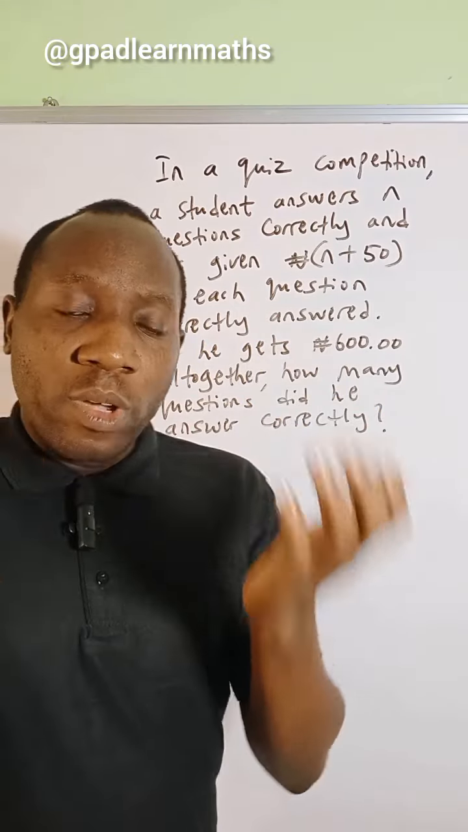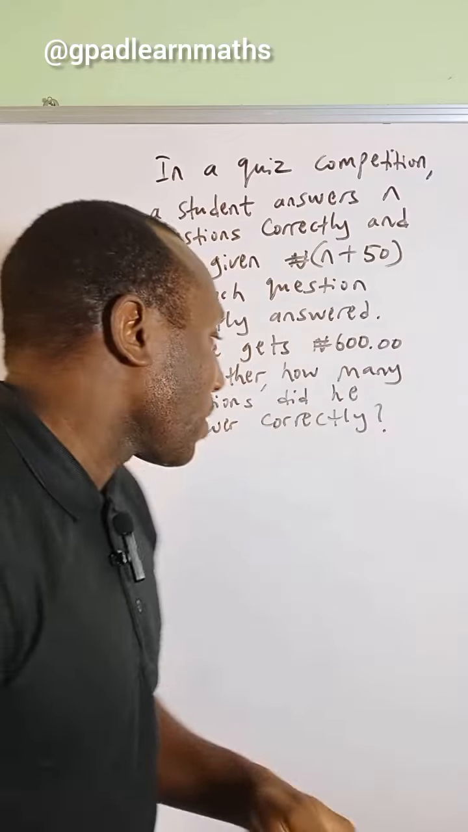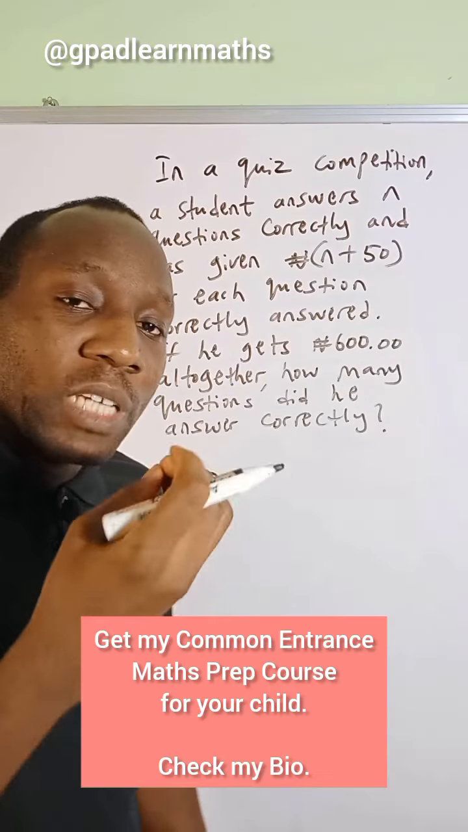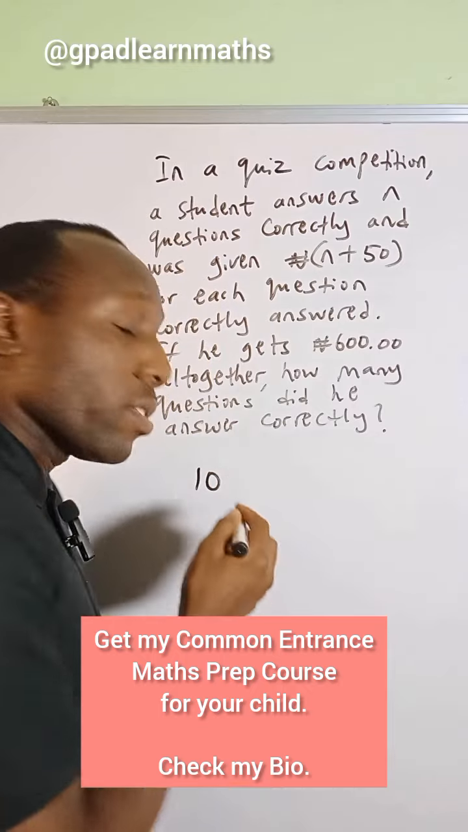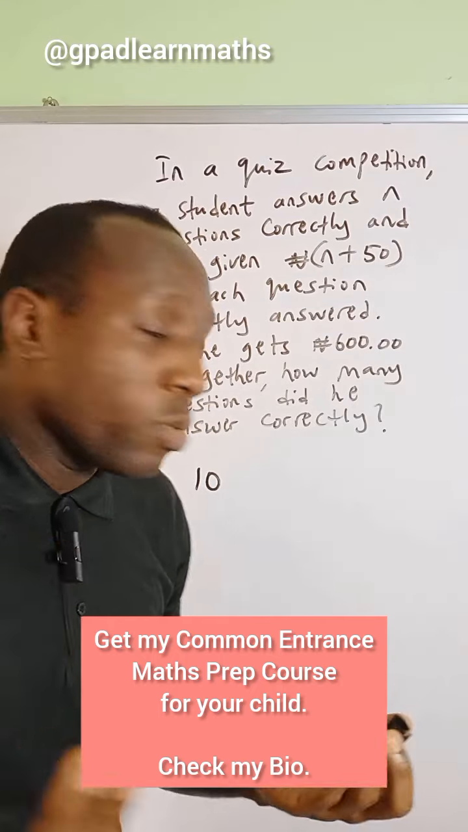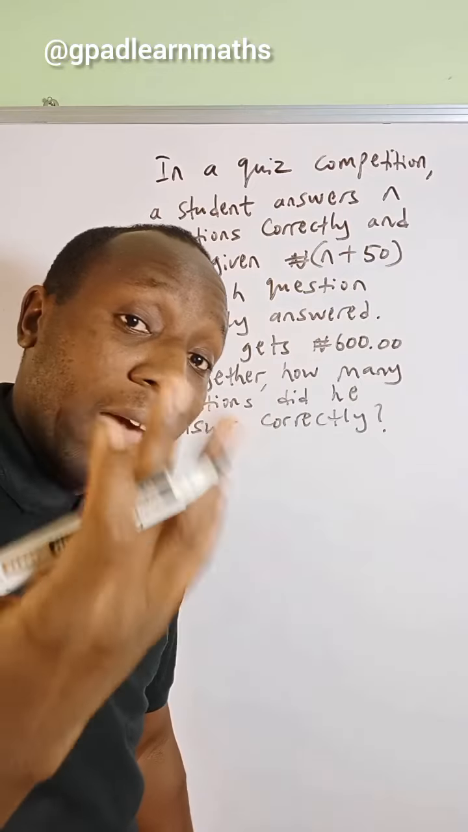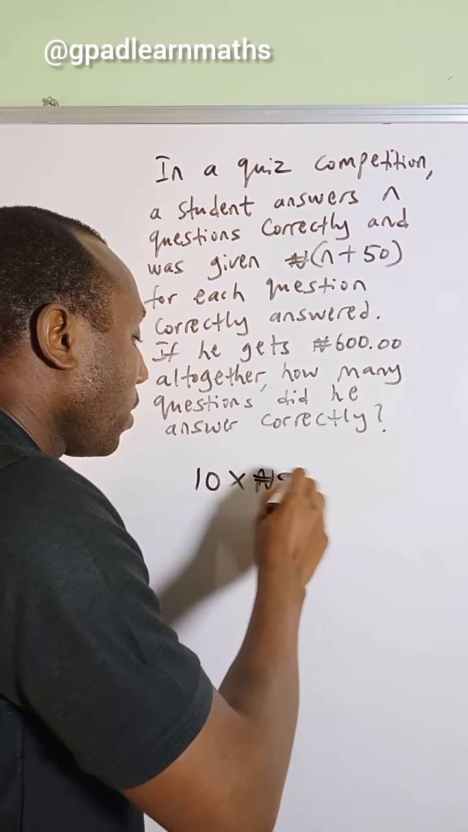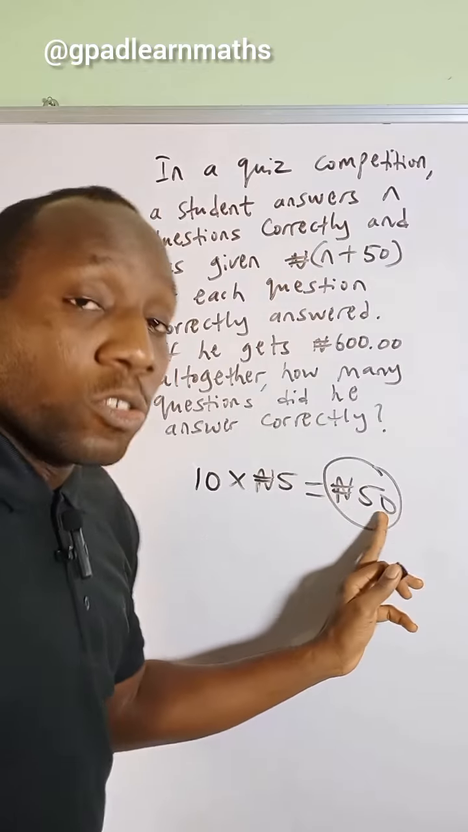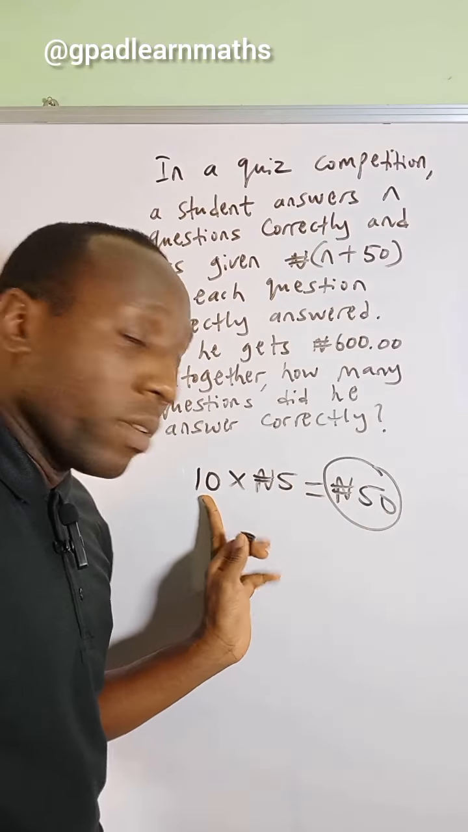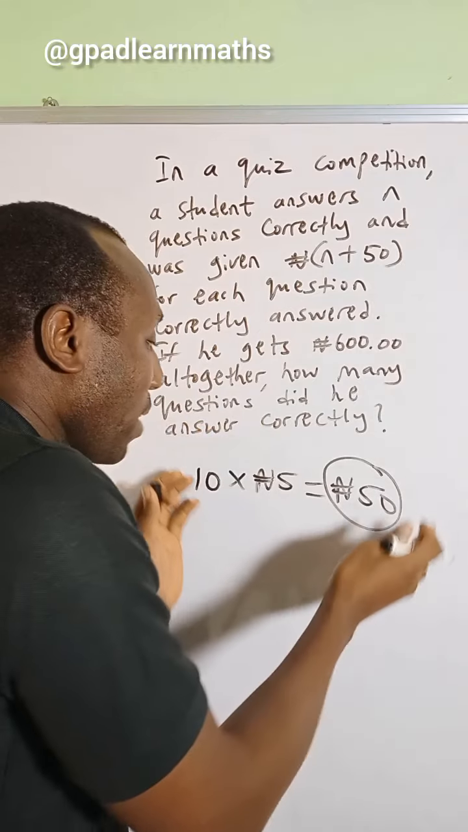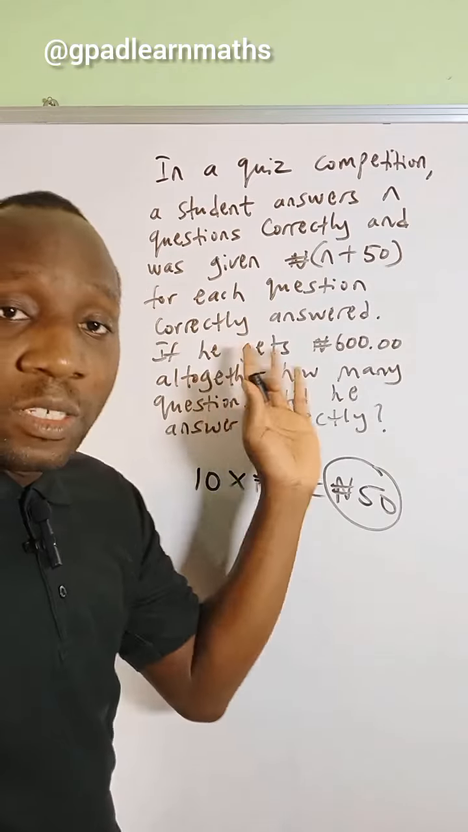Now let's take a simple case. Let's say Musa, for instance, answered 10 questions correctly. And if Musa was given 5 naira for each question and you're asked to find how much he got altogether, what would you do? You're going to multiply 10 by 5 naira, and that will give you what? 50 naira. So this is what he got altogether. He answered 10 questions and was given 5 naira for each question correctly answered. So let's apply this same process in answering this question.